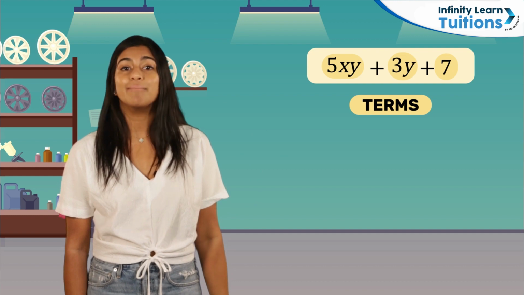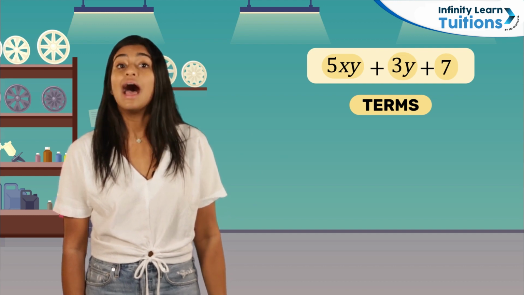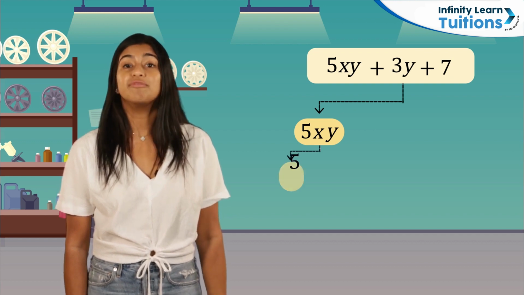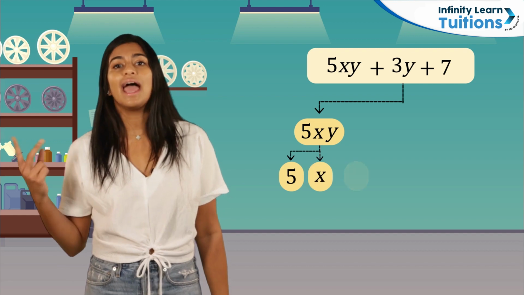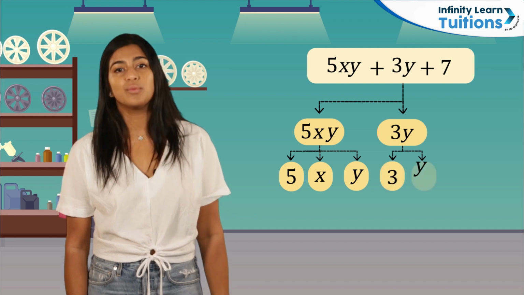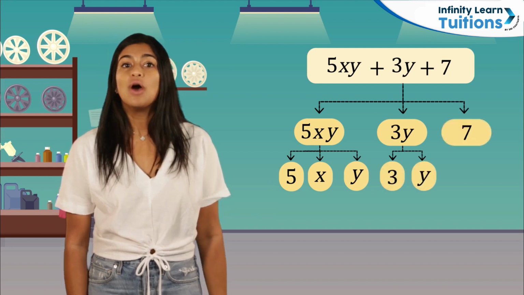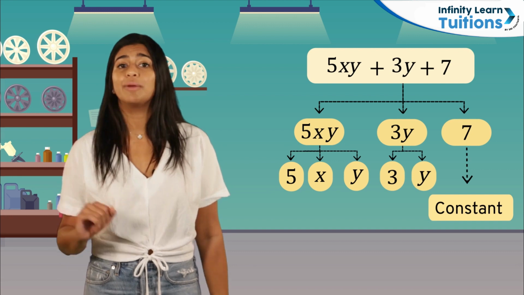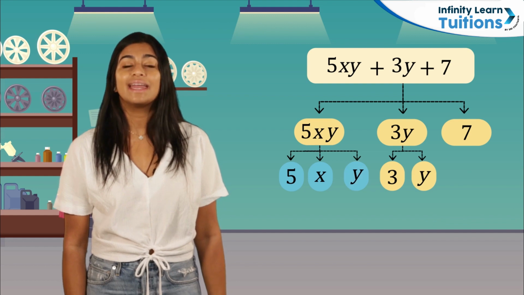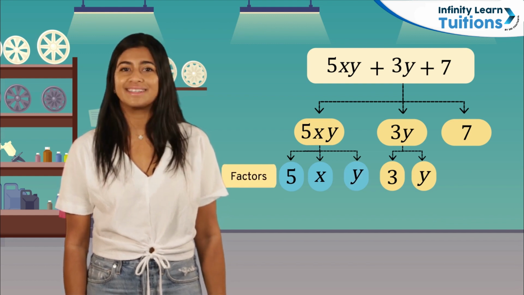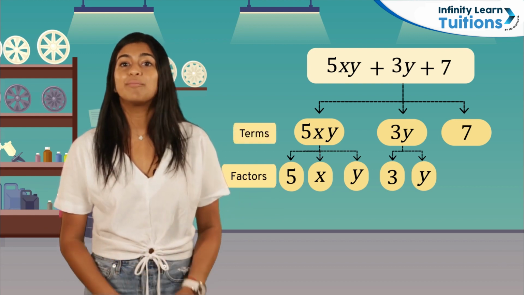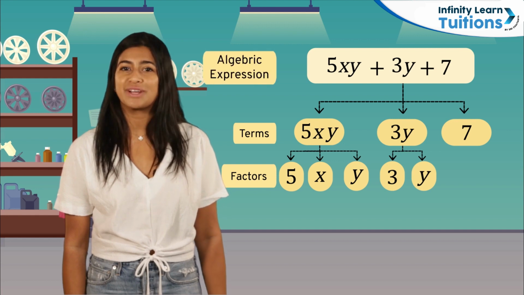These terms are formed by multiplying variables and numbers. Let's look at the term 5xy. This term is made up of a number 5 and variables x and y. Then we have 3y, which is a product of 3 and y. And finally, we have 7, which is a constant term as it has no variables. The smaller parts like 5, x and y in a term 5xy are called factors. So, factors combine to form a term, and terms are put together to form an algebraic expression.